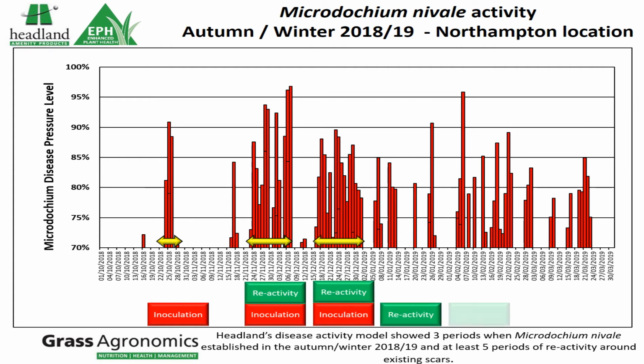This then gave rise to a further 5 periods of reactivity around existing scars. Headland Amenity's thoughts therefore have turned to, if we can stop the initial infection, then surely we can prevent all the subsequent reactivity.